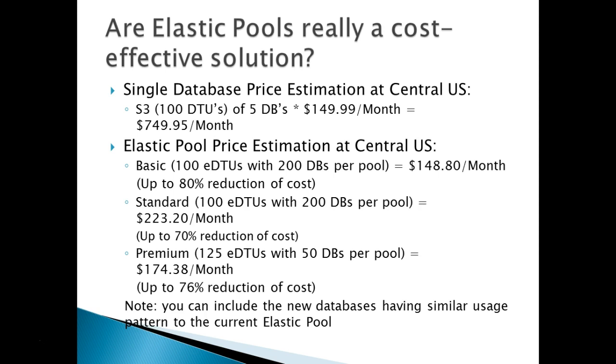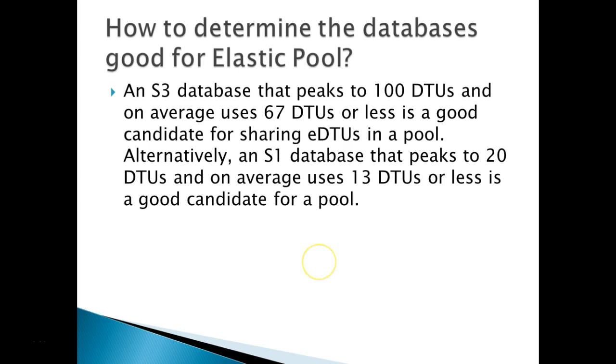But the condition is that all the databases should have a specific utilization pattern. Okay, and they have average utilization with a relatively infrequent utilization peak. Now, how do we determine whether a database is good for an elastic pool?